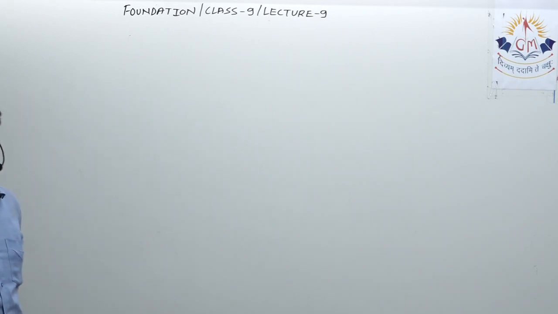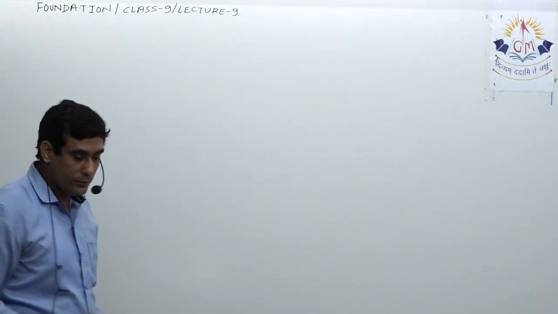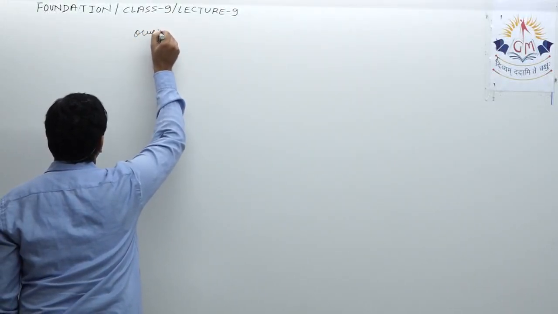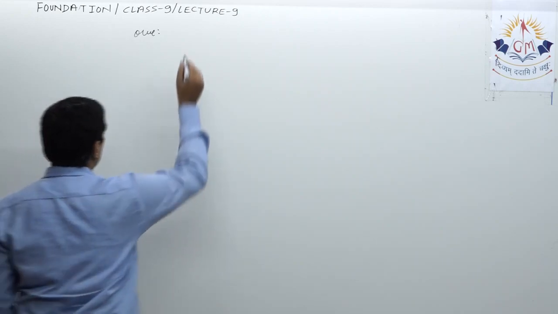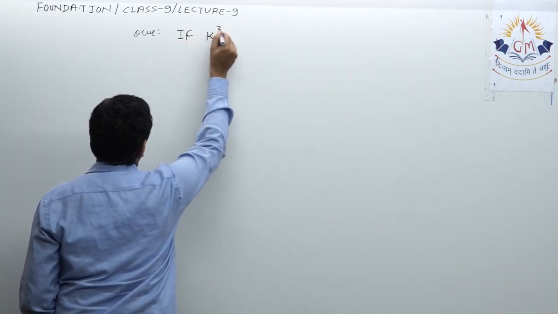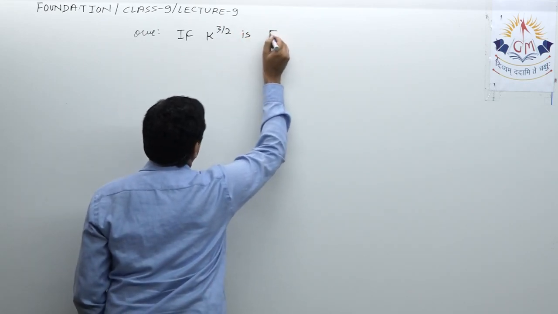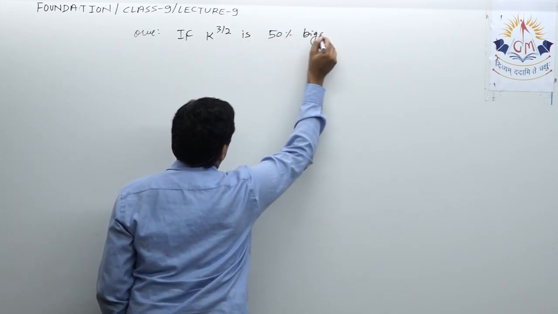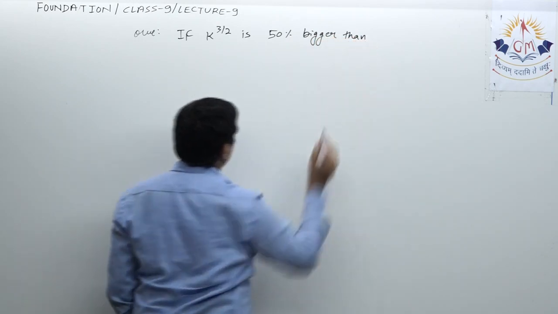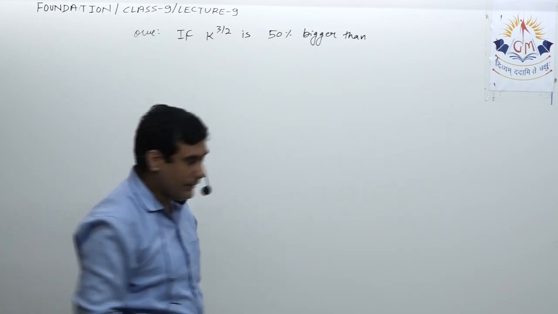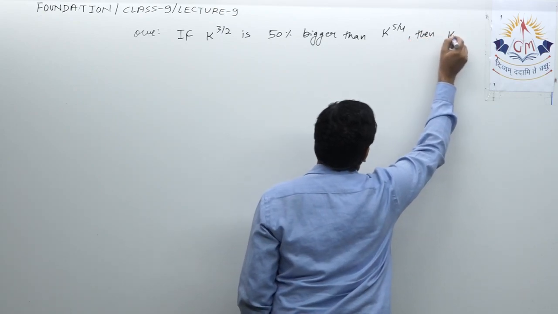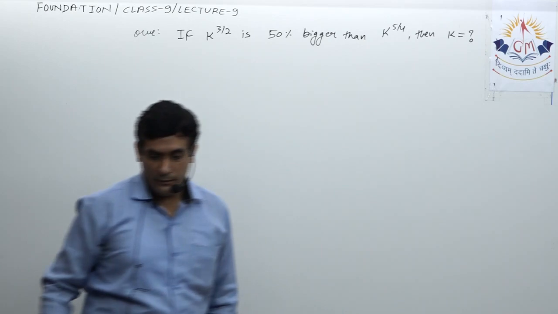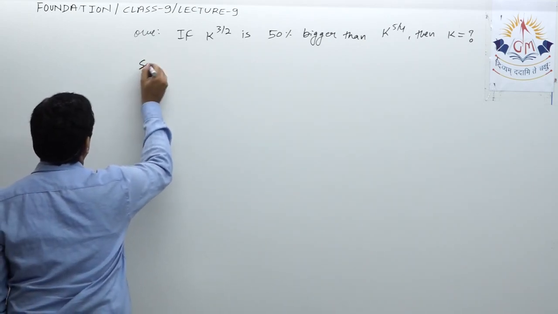Okay, now we'll see the next question. Now the next question is, if k raised to 3 by 2 is 50% bigger than k raised to 5 by 4, then find the value of k. So let us see how to solve this.